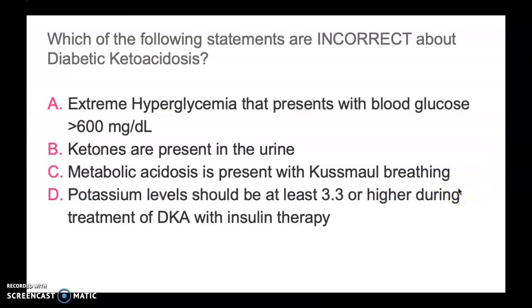Here are some helpful questions to assist in taking in this information. Which of the following statements are incorrect about diabetic ketoacidosis? A. Extreme hyperglycemia that presents with blood glucose over 600. B. Ketones are present in the urine. C. Metabolic acidosis is present with Kussmaul breathing. D. Potassium levels should be at least 3.3 or higher during treatment of DKA with insulin therapy.